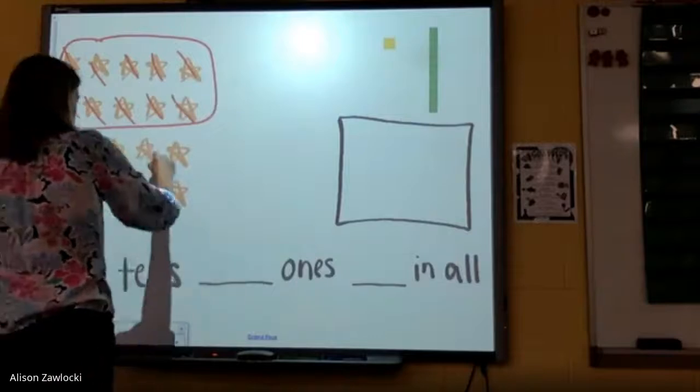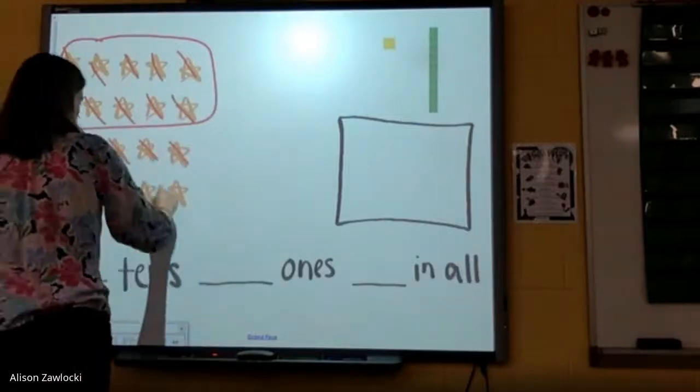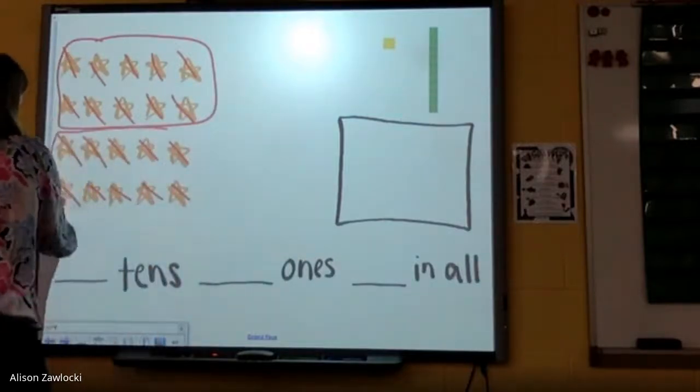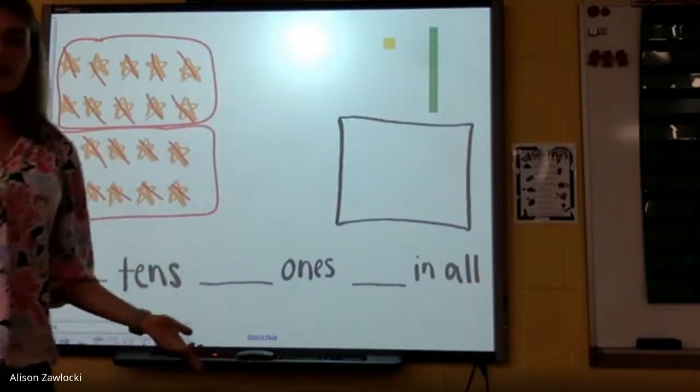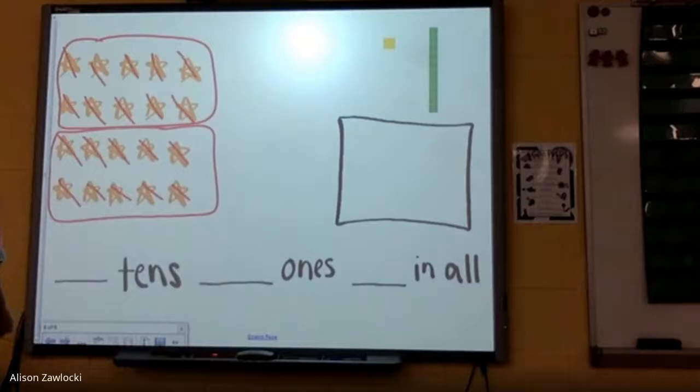1, 2, 3, 4, 5, 6, 7, 8, 9, 10. Oh, I got to 10. I need to circle it. Uh-oh, boys and girls, there's no leftovers. Sometimes there are no leftovers, and that's totally okay.